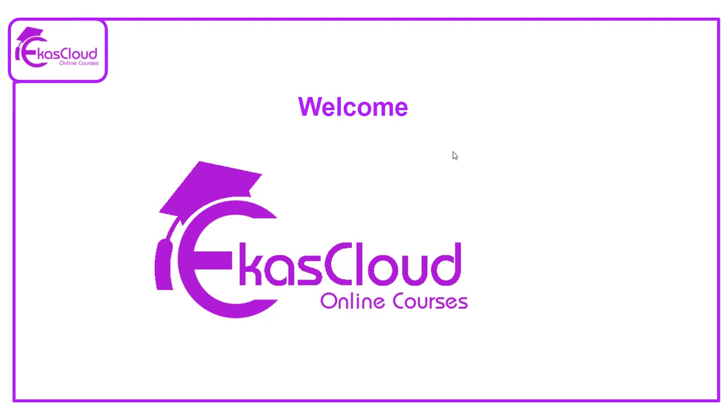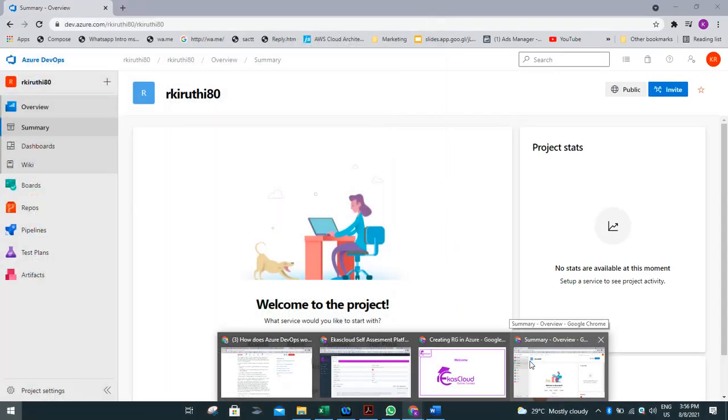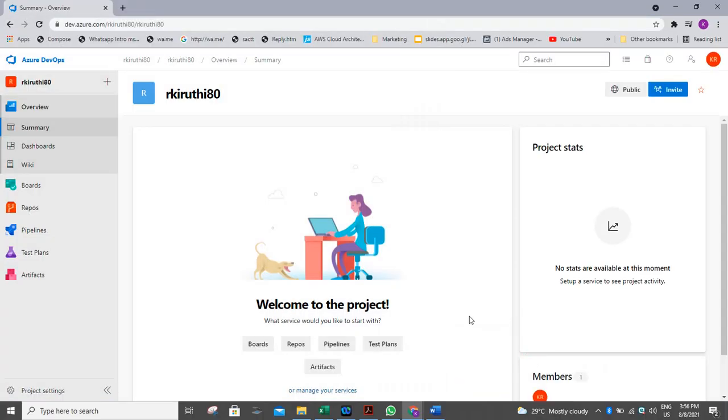Hello, welcome everyone. Today we will understand how Azure DevOps works. Microsoft Azure DevOps is a hosted service that provides development and collaboration tools, which was formerly known as Visual Studio Team Services. Now it is renamed as Azure DevOps, and it is also a Microsoft product.